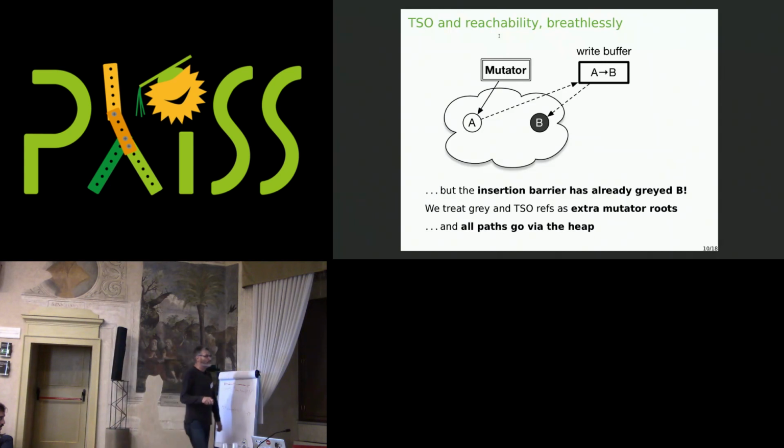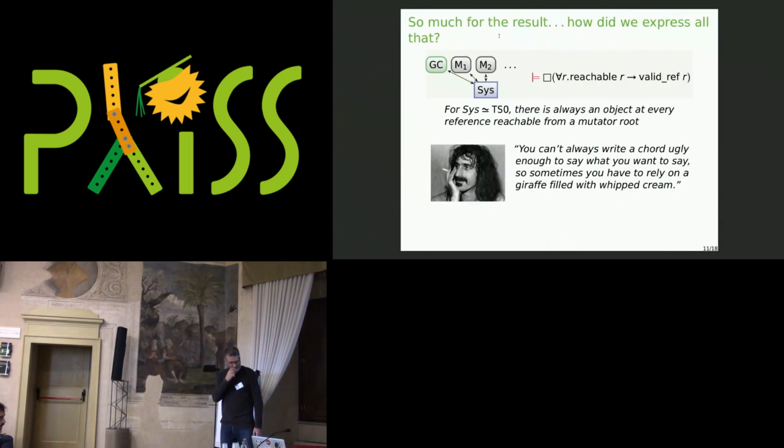Okay, so yes, the insertion barrier has already grayed these, so long as we can prove that always happens, then effectively what we're doing is we're treating this as extra mutator roots in our model. And all paths still go through the heap. These are roots, that's a root there for that reference from A to B.